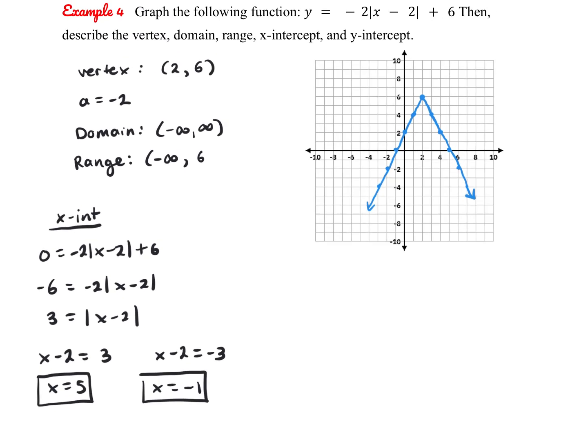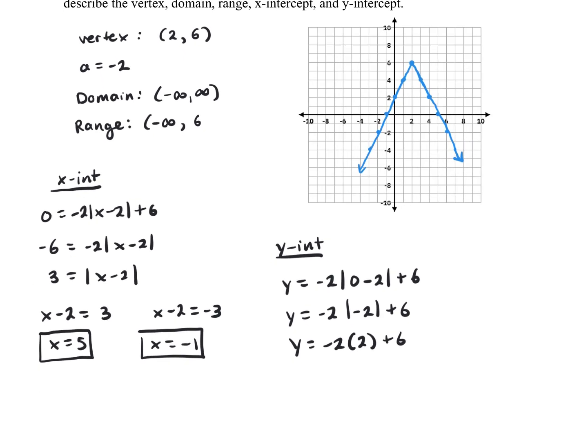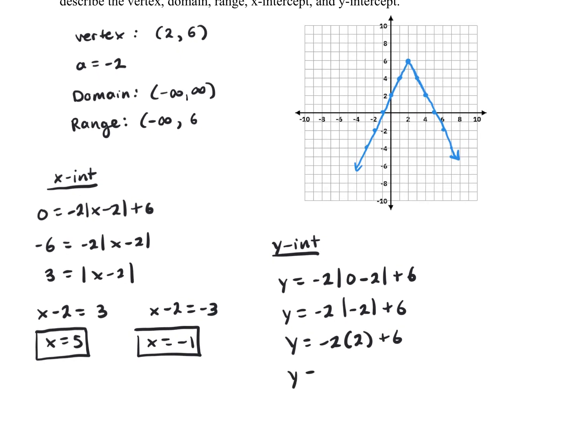And then last, let's find our y-intercept algebraically. So again, for this, we set x equal to 0. So we have y equals negative 2 times the absolute value of 0 minus 2, plus 6. So we have negative 2 times the absolute value of negative 2. Now the absolute value of negative 2 is positive 2. And then we have negative 2 times positive 2. So y equals negative 4 plus 6. So y equals positive 2.